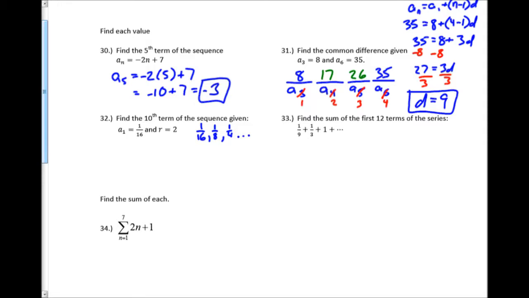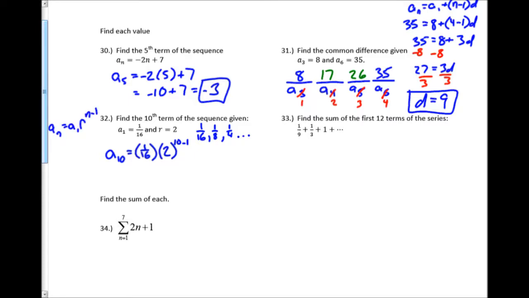The other option is to use your formula, a sub n. So I want the 10th term. So it's a sub 10 equals a sub 1, which is the 1/16th, times r to the n minus 1. And my r value this time is 2, raised to the n minus 1, which is 10 minus 1. Okay, so again, I'm using this formula. A sub n equals a sub 1 times r to the n minus 1.